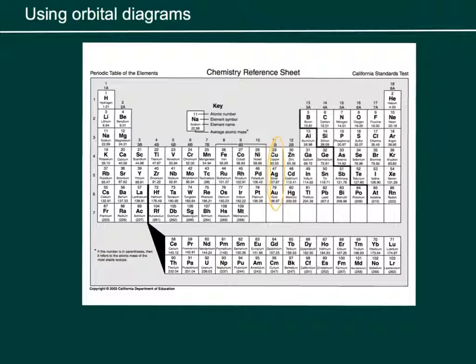This does not happen out here in the p's, so don't try to make carbon become 2s1, 2p3. That doesn't happen. It's just because the s and the d orbitals are so close in energy level that it lets them do that. The other 2 we need to know that do this are chromium and molybdenum. Chromium is 4s2, 3d4, so it's going to become 4s1, 3d5. Molybdenum will become 5s1, 4d5.